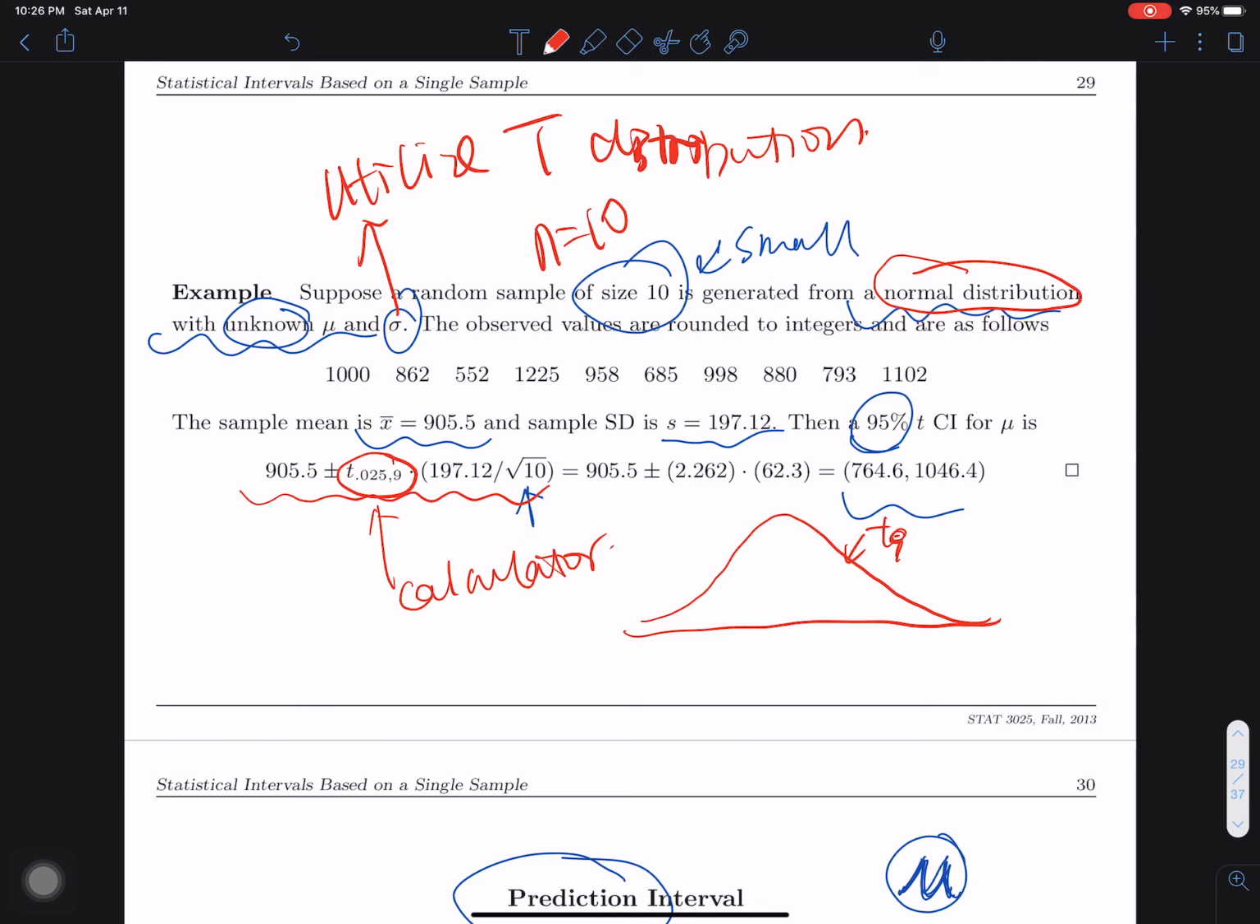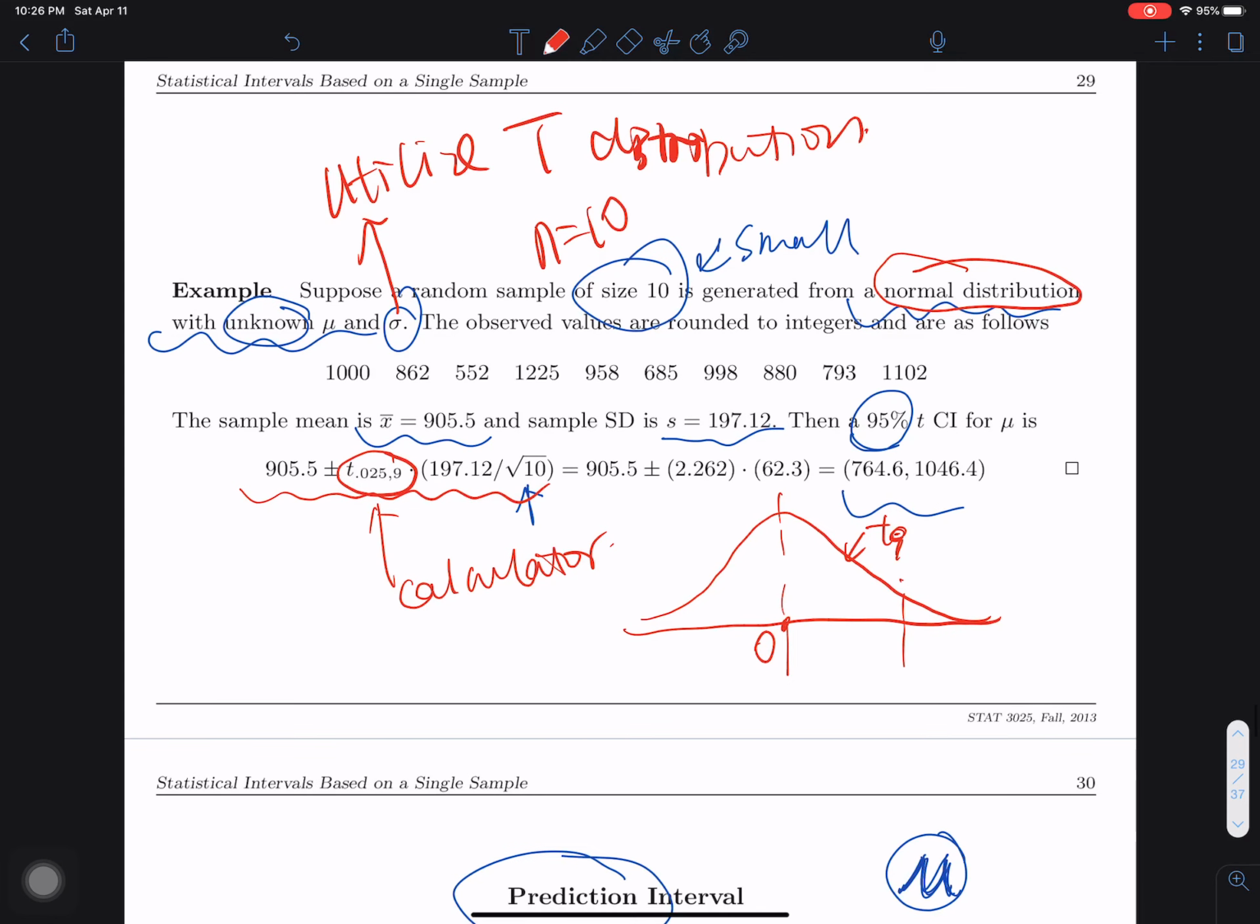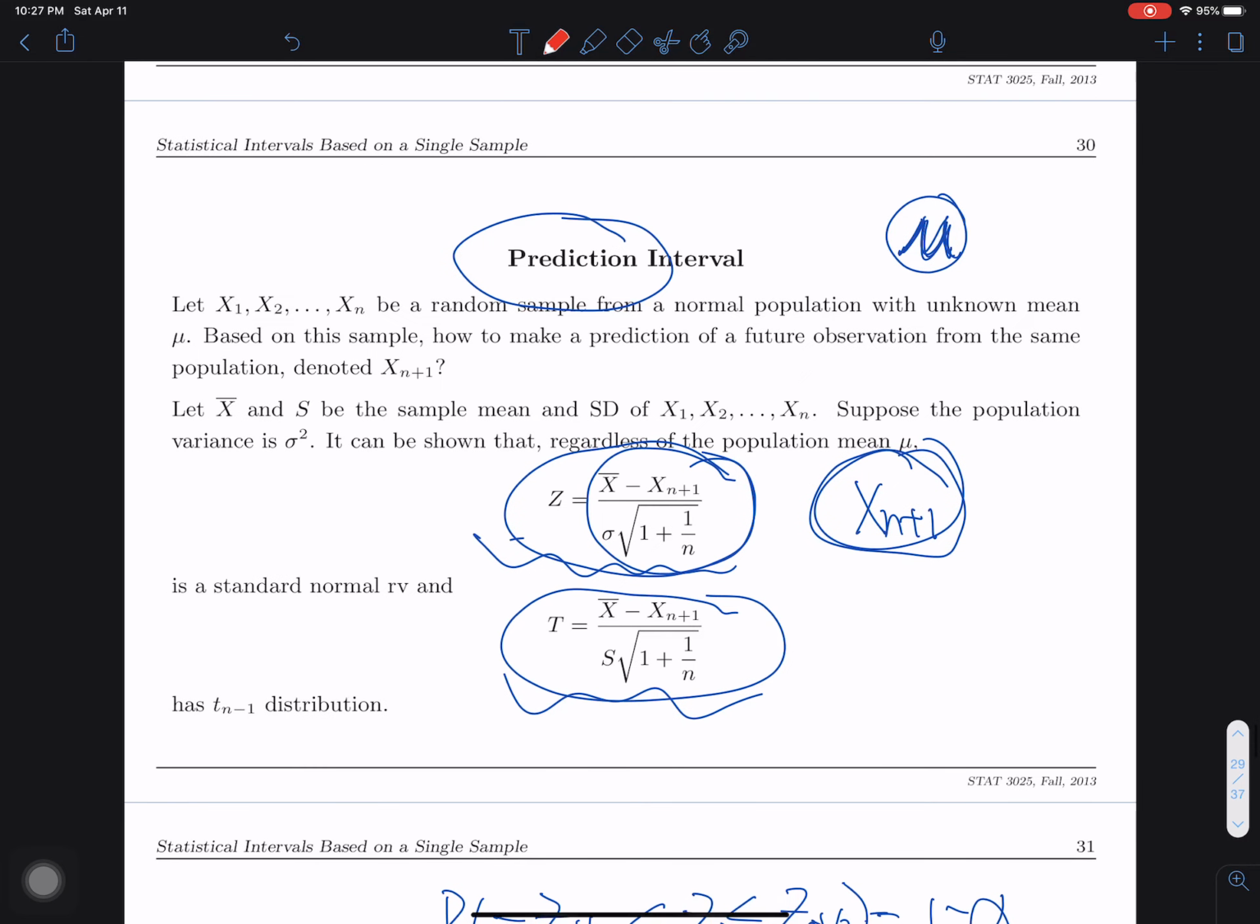a T9 distribution, which is always centered at 0, and this number is the number such that the area to the right of this number is 0.025, and we call this number T.025,9. And we talked so much about confidence interval, and confidence interval is an interval for mu.